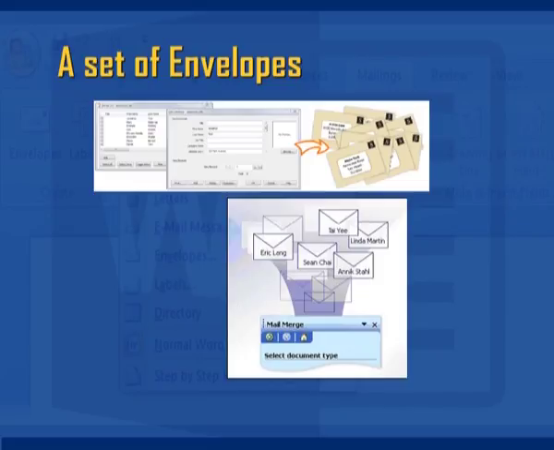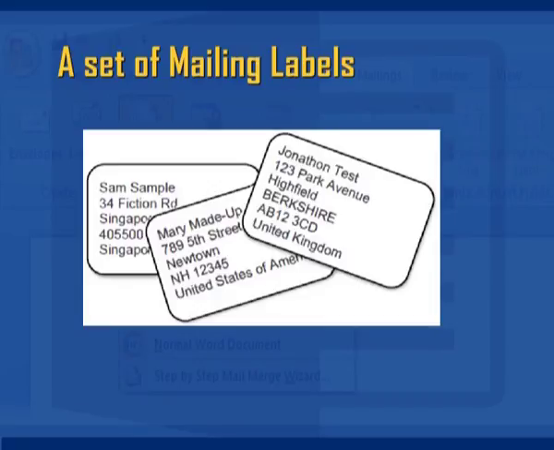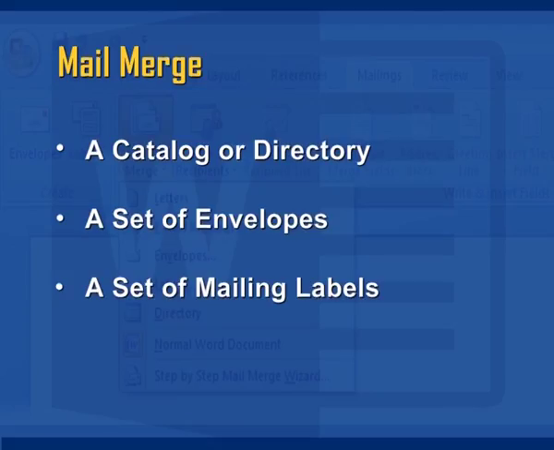A set of envelopes: the return address is the same on all the envelopes, but the destination address is unique on each one. A set of mailing labels: each label shows a person's name and address, but the name and address on each label is unique. A set of email messages: the basic content is the same in all the messages, but each message goes to the individual recipient and contains information that is specific to that recipient, such as the recipient's name or some other piece of information.